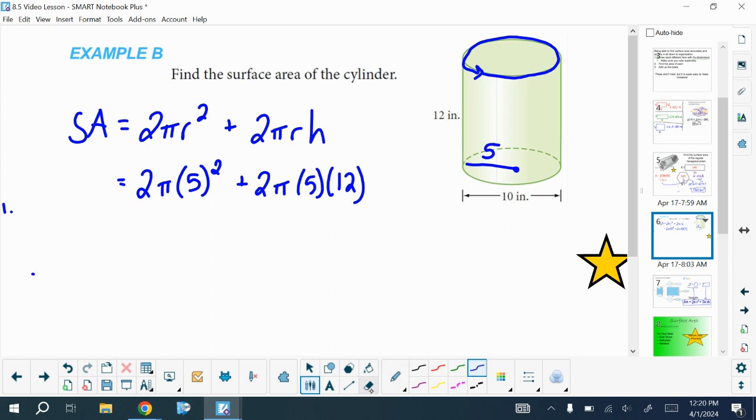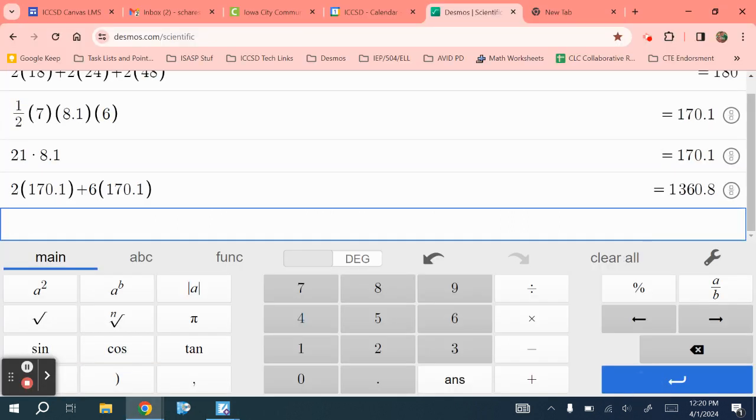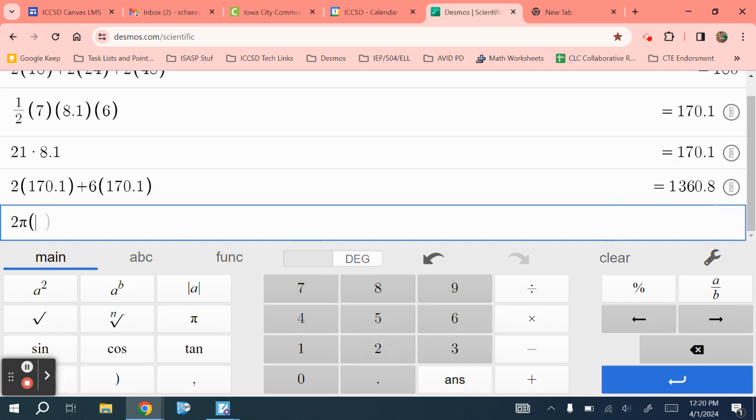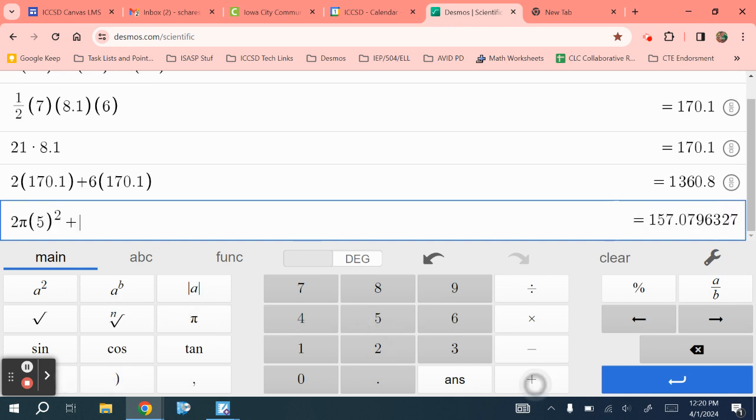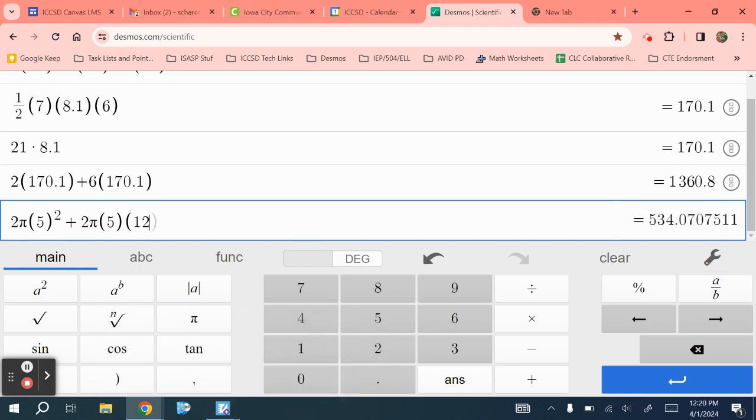And I could go through that, and I could simplify it using all my order of operations and everything I learned in Algebra 1, or pre-algebra, or whatever you learn that. But I can also utilize some technology here. I go 2 pi times 5 squared plus 2 pi times 5 times 12, and get my total that way. So if we have a formula like we do for a cylinder, it's a really nice option just to type it all in and say, okay, it's 534.1.